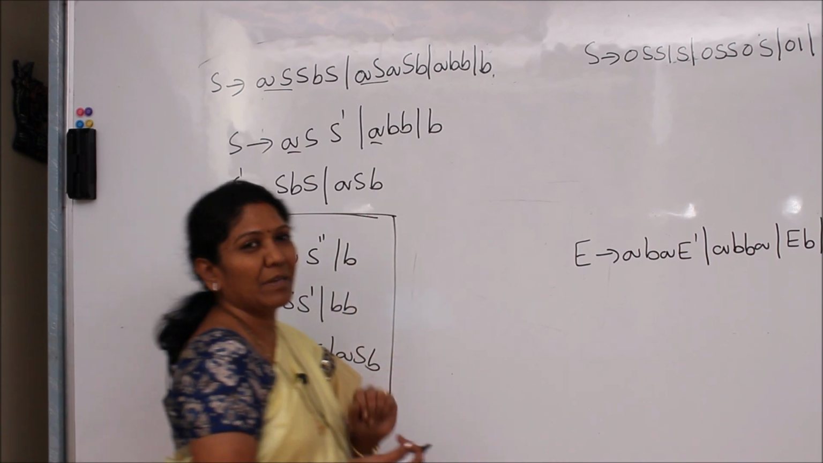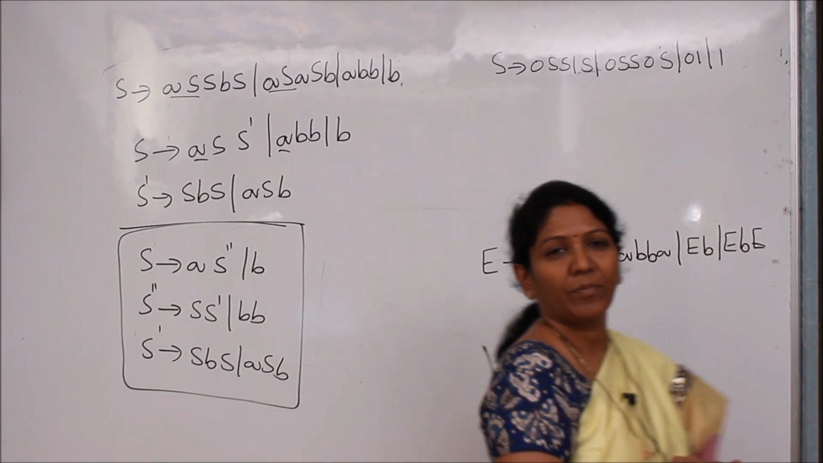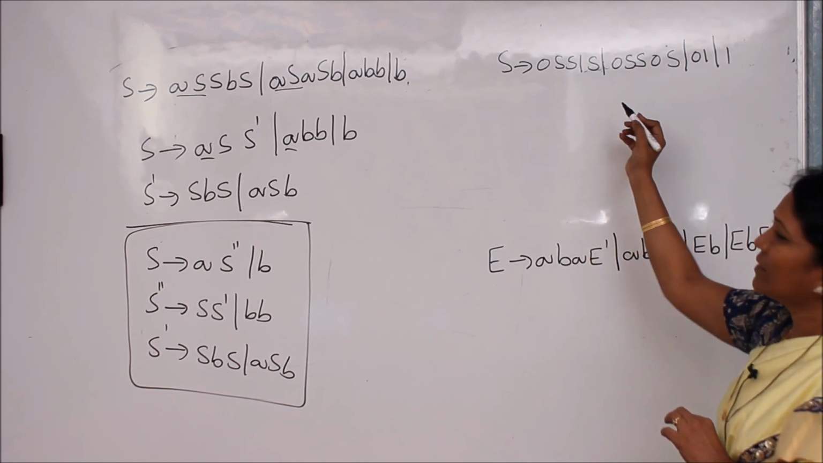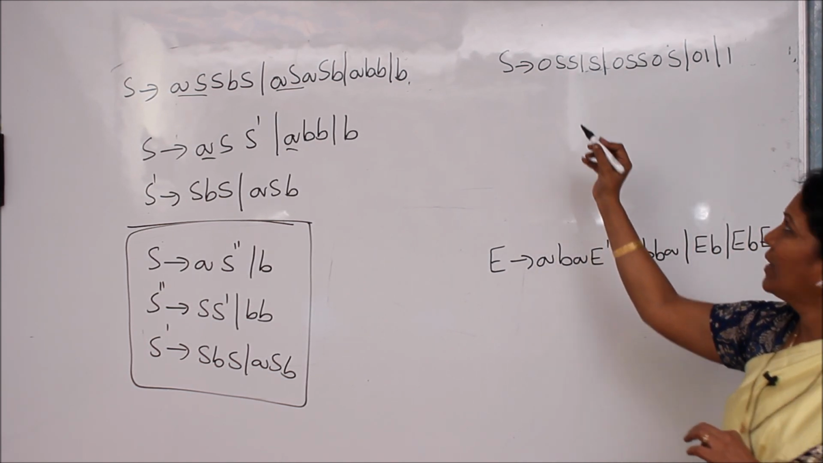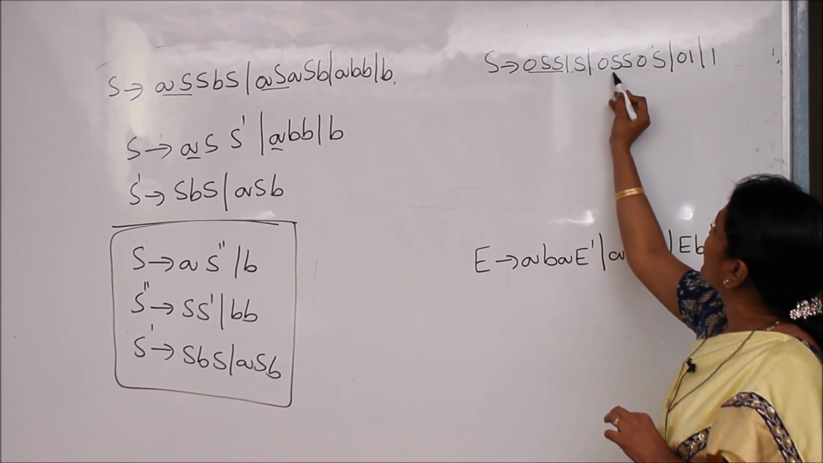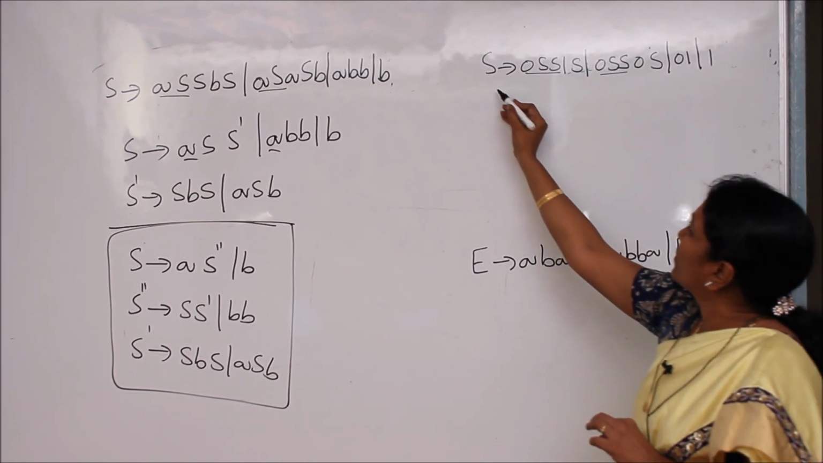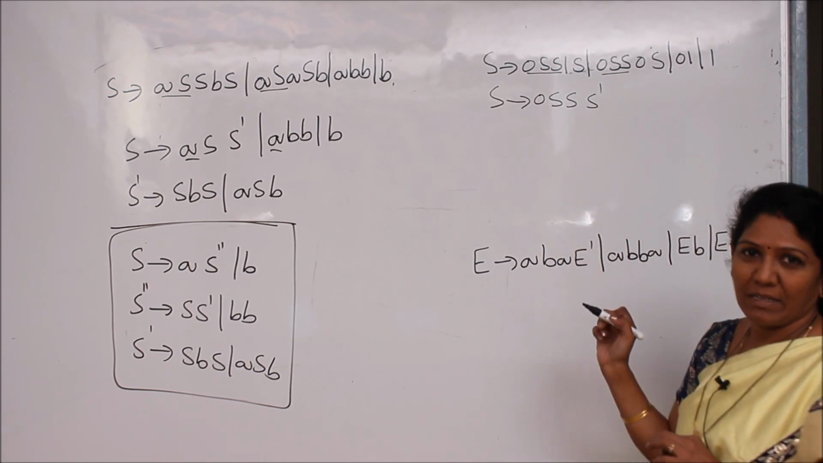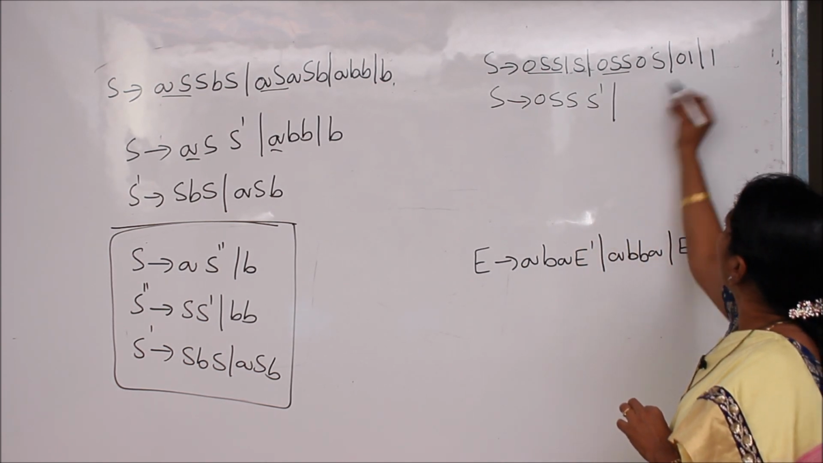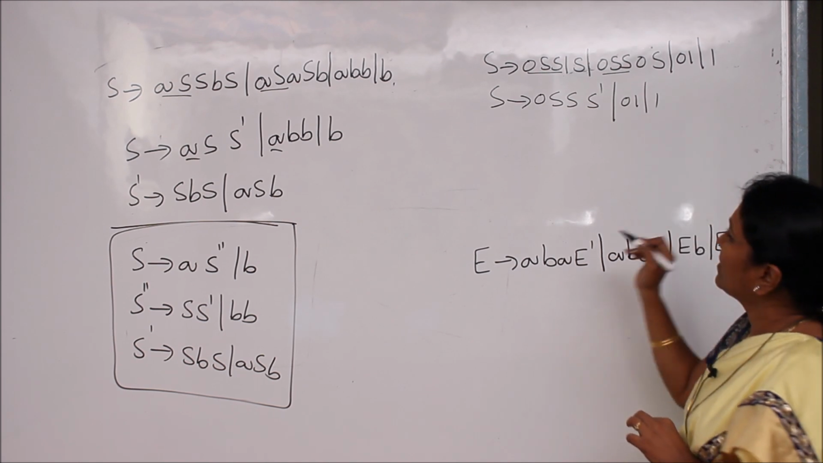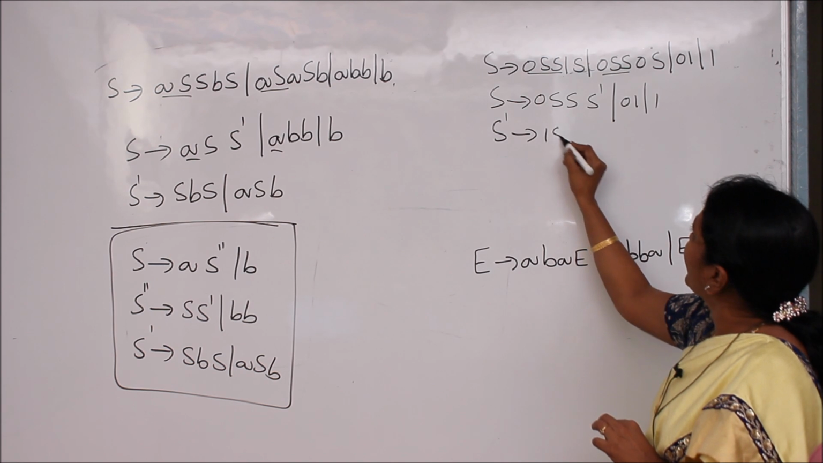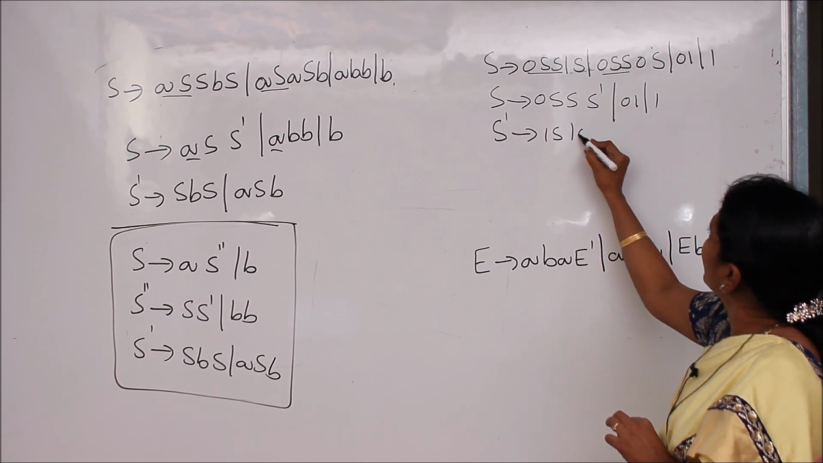Let's take another similar example here. So what is the common prefix here? The common prefix here is 0SS. So take out that 0SS and introduce a new non-terminal S', whereas the remaining things have to be added as it is. Where this S' is what? S' is 1S here, whereas here 0S.